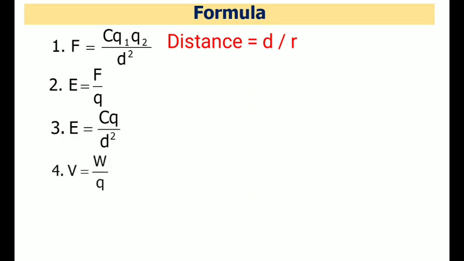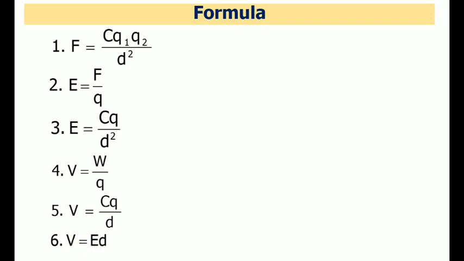And to calculate the electric potential, we have V equals W by Q. We also have another formula, which is V equals C Q by D. And here is another formula to calculate the electric potential, V equals E into D.